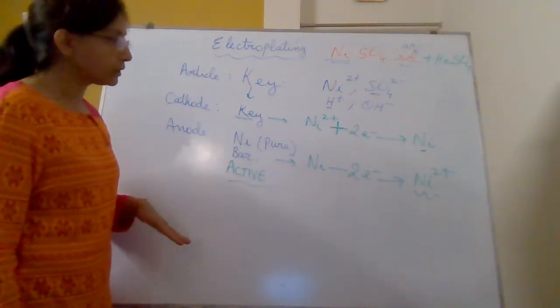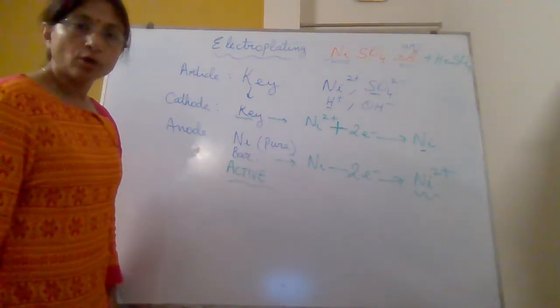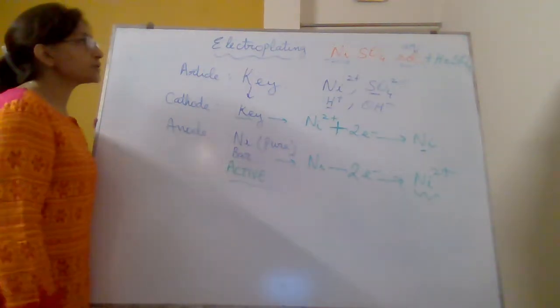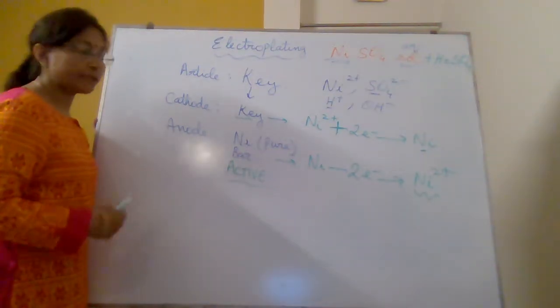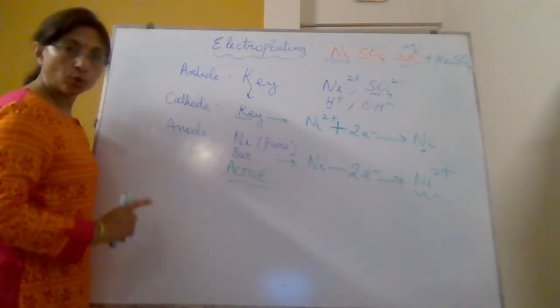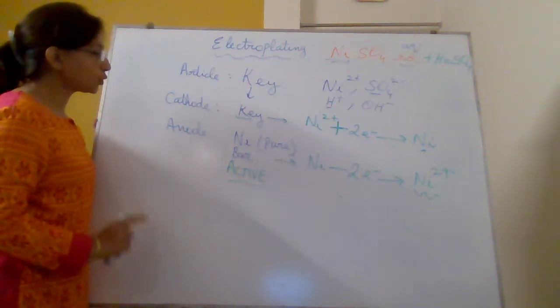Now again the question, why is this electroplating of nickel done? The reason being that this nickel is going to give a better look to the article, and number 2, it will also protect the article from corrosion.